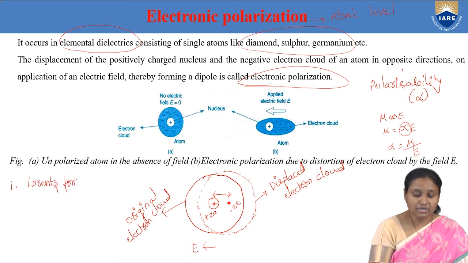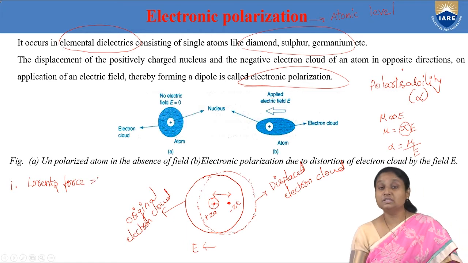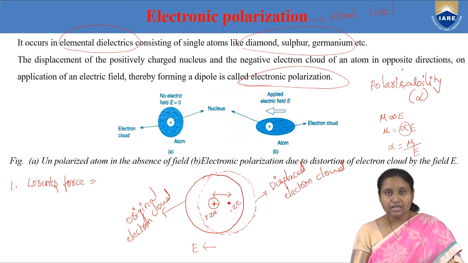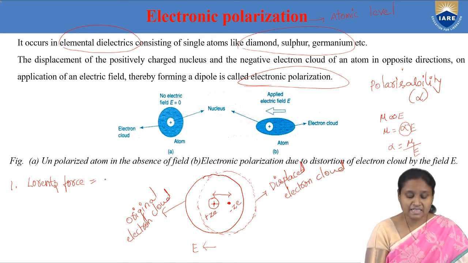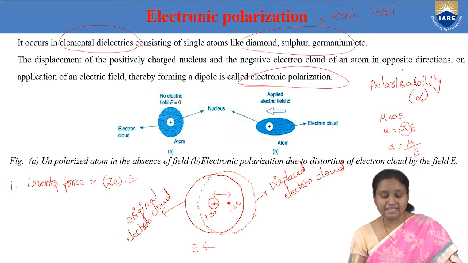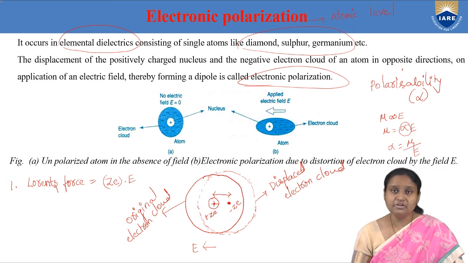And how do we take the Lorentz force? The Lorentz force is nothing but the force exerted by the external electric field. When we want to take the magnitude of the Lorentz force, we take it as charge into strength of electric field. And what is the charge here? Ze. And what is the strength of the electric field? E.